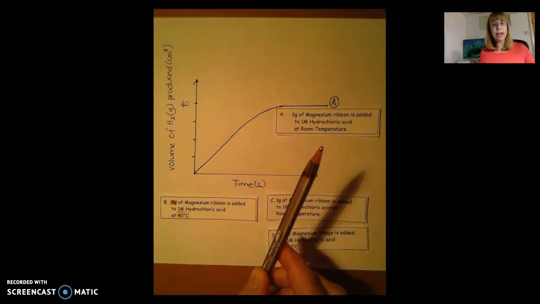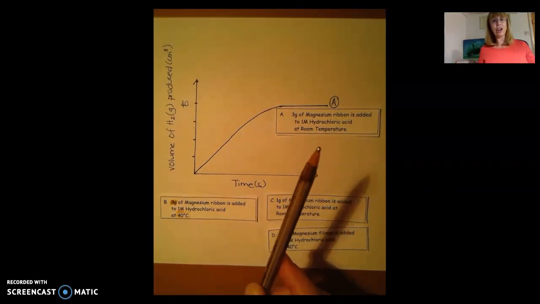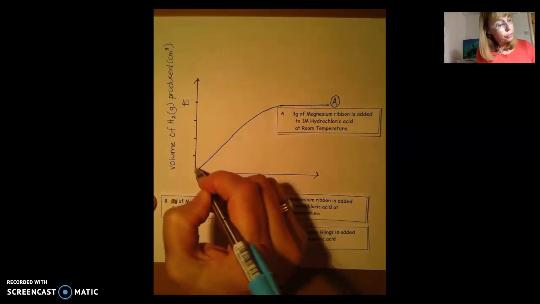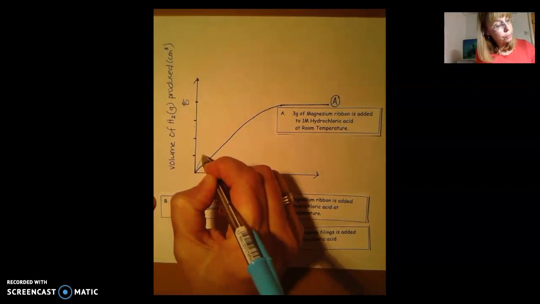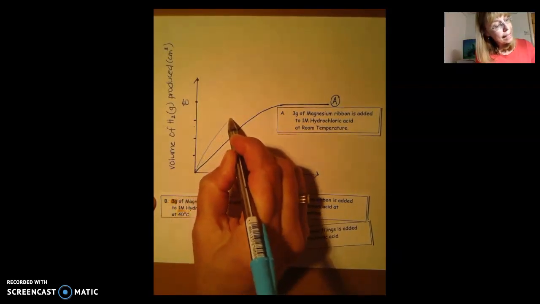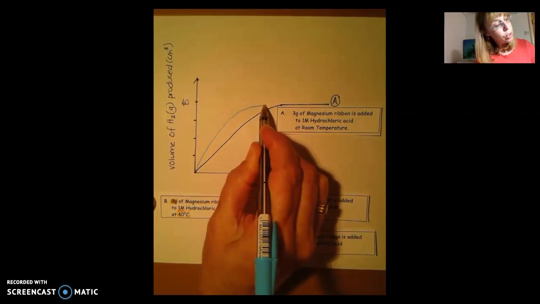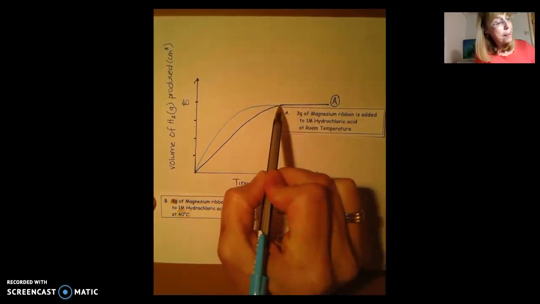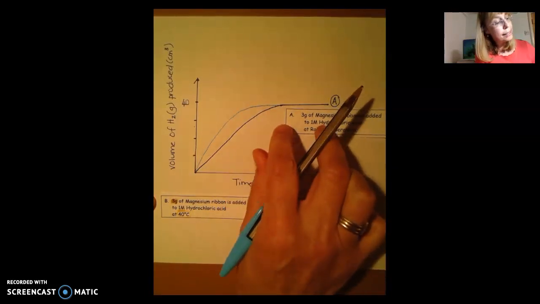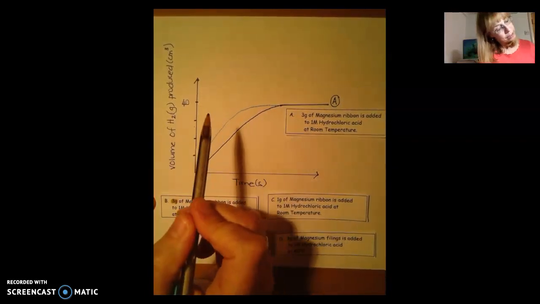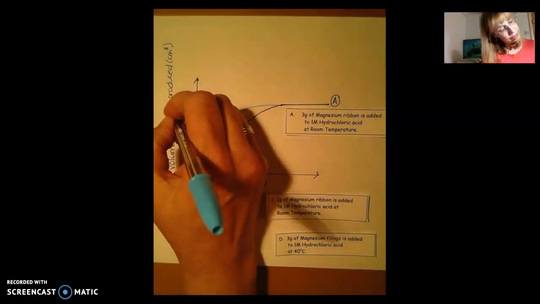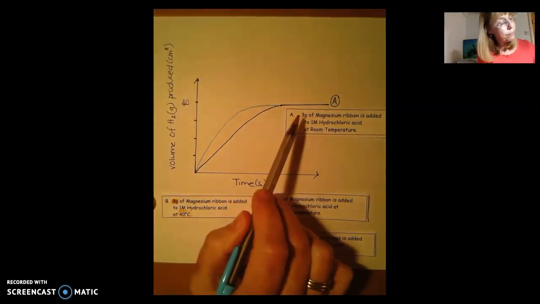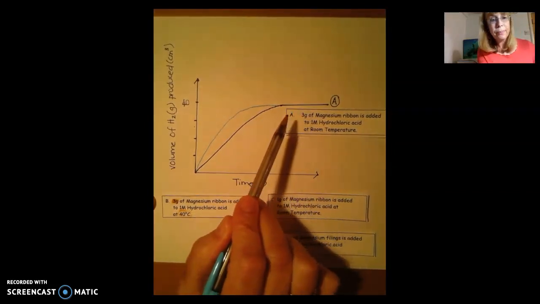I've still got the same mass of magnesium, and I assume the same volume of hydrochloric acid. So for this one I'm going to draw a steep curve, but because I've got the same amount of reactants, I'm still going to produce the same volume of hydrogen. I should have put centimeters cubed for the volume of hydrogen produced. So I'm still going to produce the same volume of hydrogen gas.